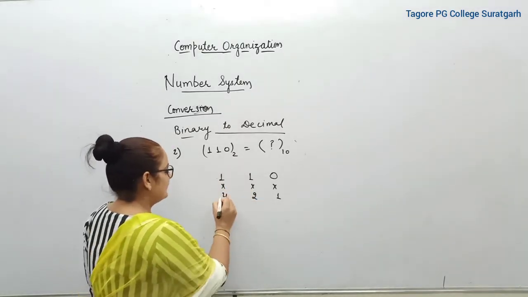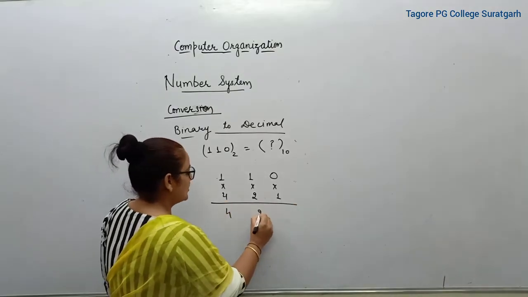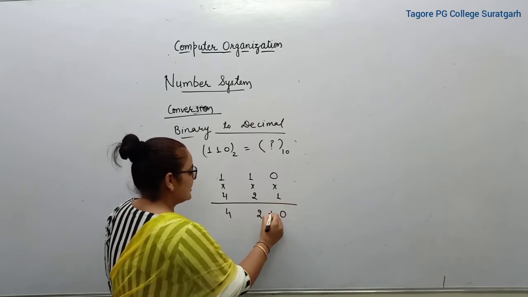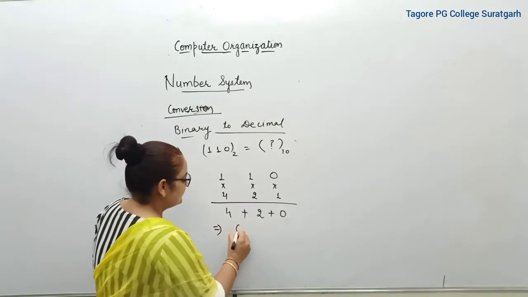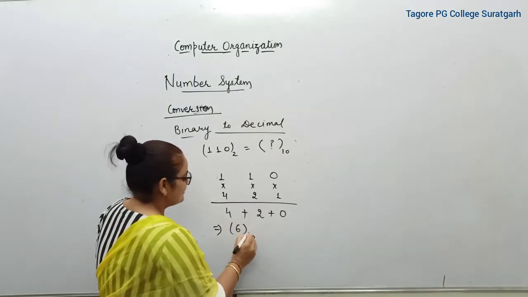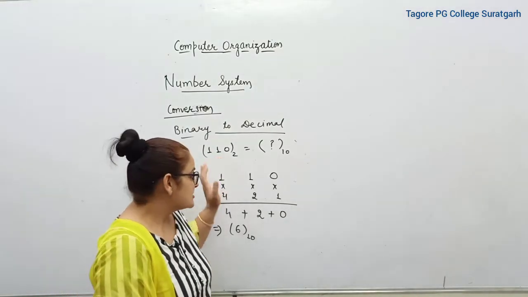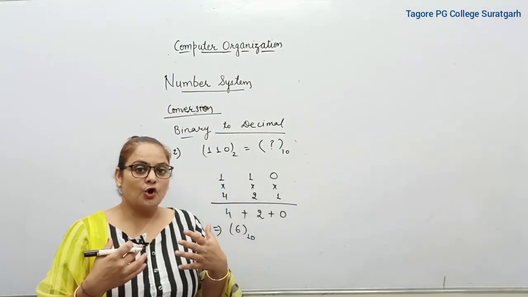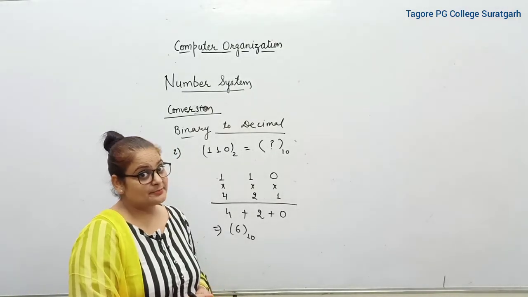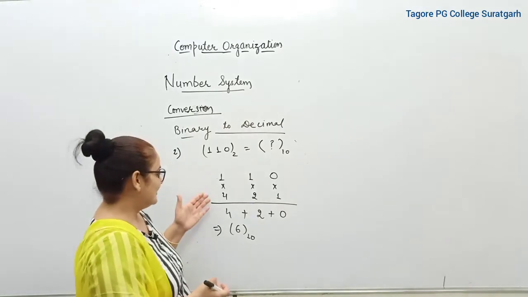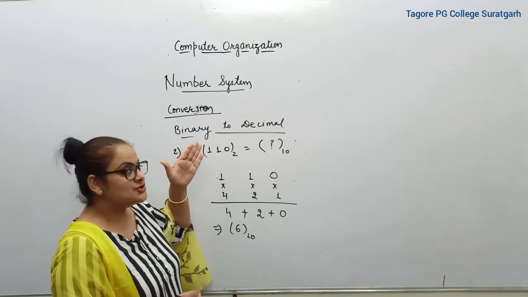So we multiply. After getting multiplied, what will they be? It is 4, it is 2 and it is 0. And after that we will add them. When we add them, what will we get? We will get 6, and that is the decimal part of this question or this code. So I hope you all have understood this concept very nicely, and you will all practice very perfectly. So this was the conversion binary to decimal.